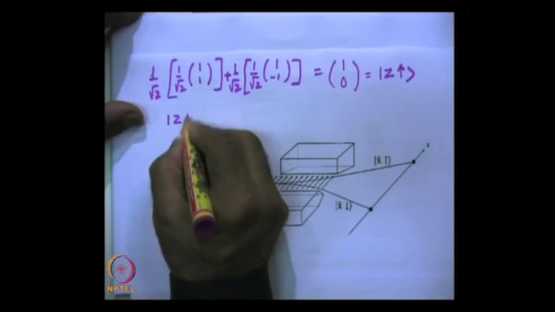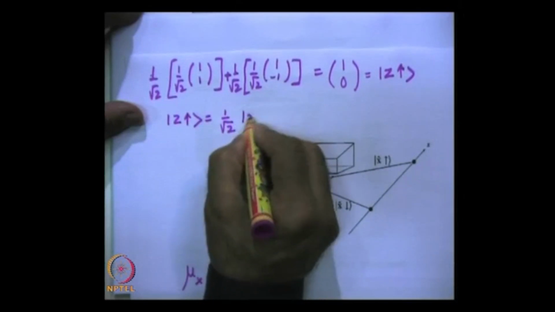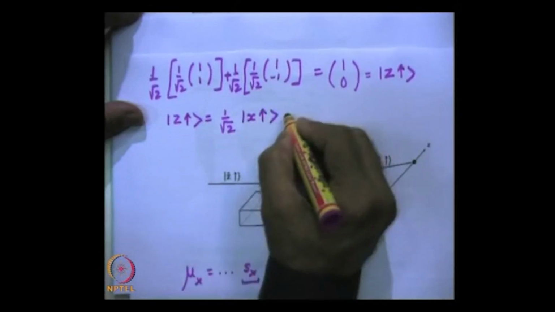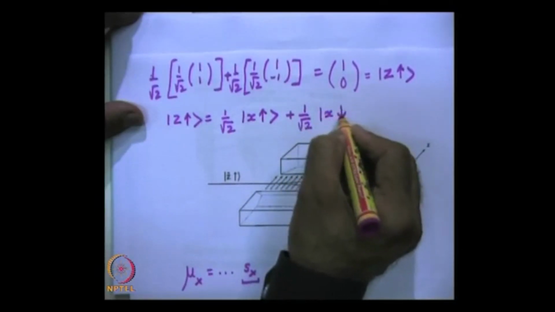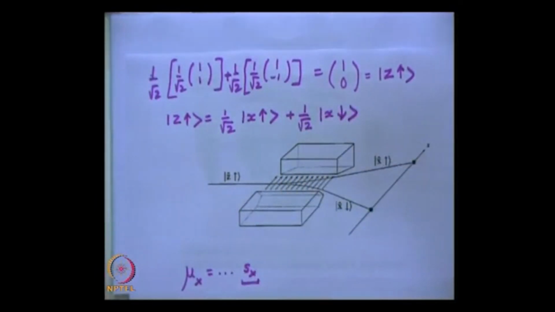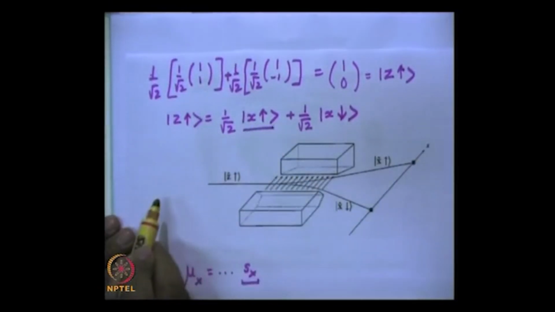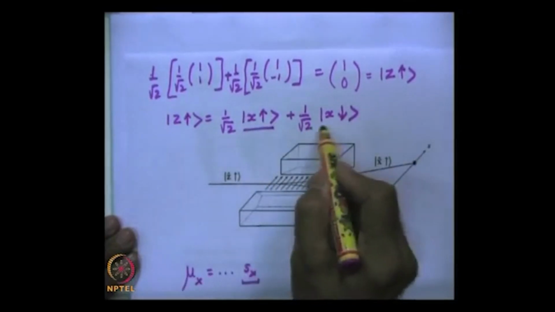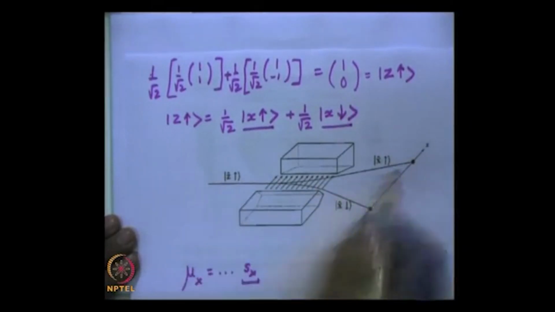So, my z up state is actually a superposition of the x up state and x down state. So, there is a half probability of finding it in the x up state and half probability of finding it in the x down state. Where will it go? No one can predict. I can predict only the odds.